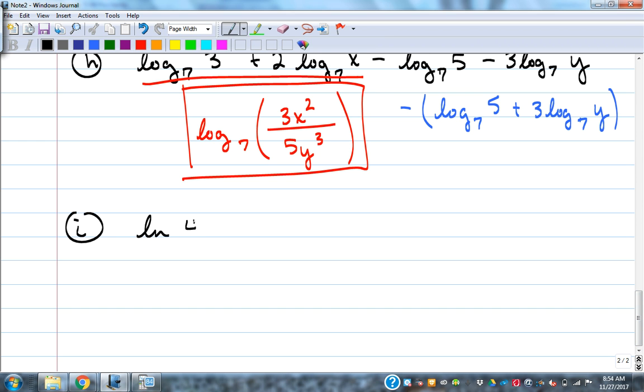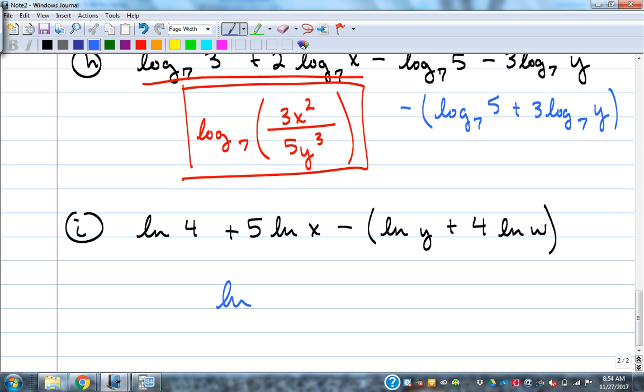Natural log 4 plus 5 natural log x minus parentheses natural log of y plus 4 natural log w. This one is similar to the previous one, but just one little major difference. What we got? We know it. Okay, multiplication and division.